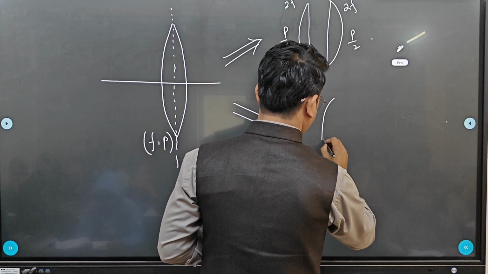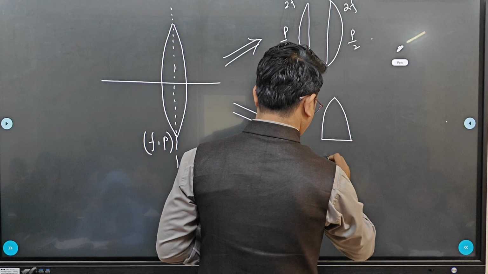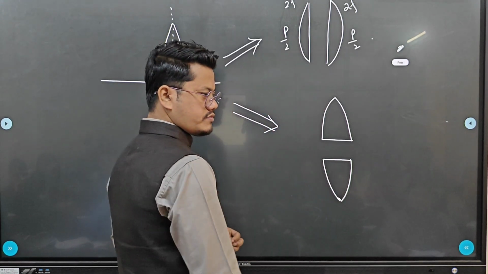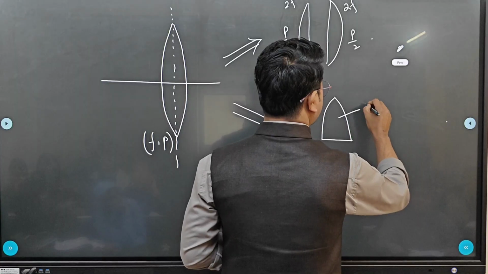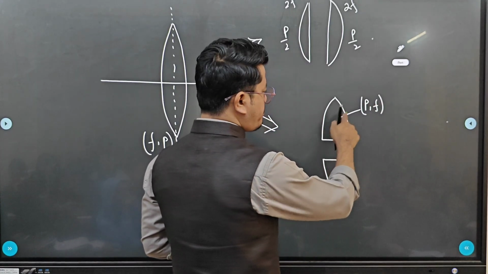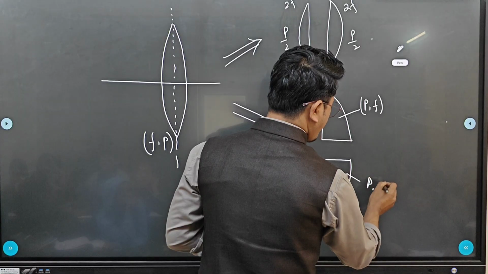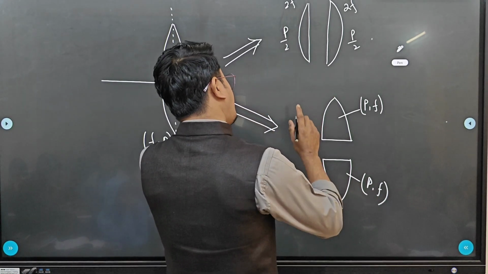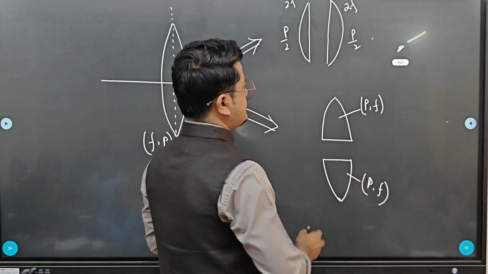This is one of the parts, and I'll be getting one part like this. Yes or no? In this case, you will be able to observe no change in power and focal length. This half part will be having PF. This half part will also be having PNF. Same. Understood or not? But you will be able to observe here variation in the intensity.